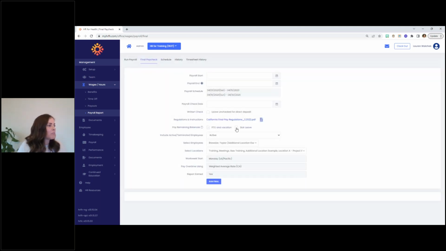And then we also have these check boxes. So if you check the pay remaining balances for PTO and vacation and sick leave, those balances are going to automatically be included in their final paycheck. So again, it just saves you the extra step of adding those hours or communicating to your payroll company. You can just go ahead and check those boxes.